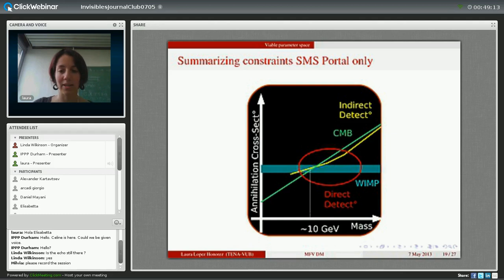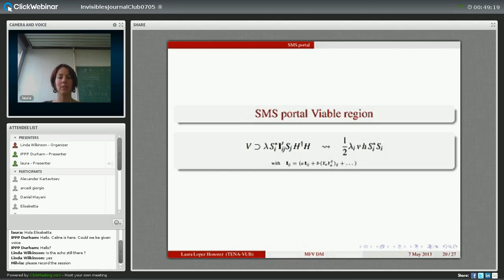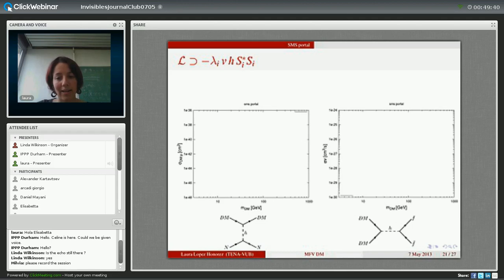How does this translate in a particular model? For example, in the case of Higgs portal scenarios, for a moment I just forget about the extra dimension 6 operator, I just look at the Higgs portal interaction, which gives rise to this lambda HSS interaction. You see the diagrams below the plot. On the right-hand side, you have annihilation cross-sections as a function of the mass. And on the left-hand side, you have scattering cross-section as a function of the mass of the dark matter.